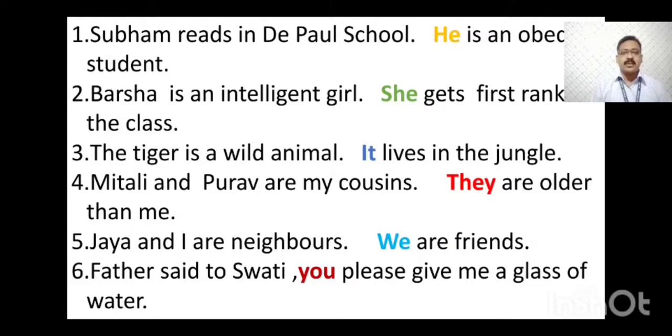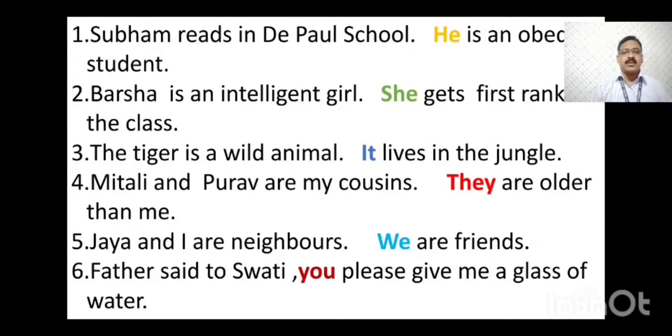Next, number 2: Barsha is an intelligent girl. She gets first rank in the class. Barsha is a noun. Barsha is a girl. So instead of Barsha in the second sentence we have used she. She gets first rank in the class. So she is used for a female or girl noun.